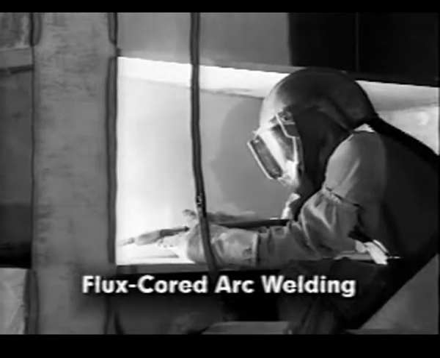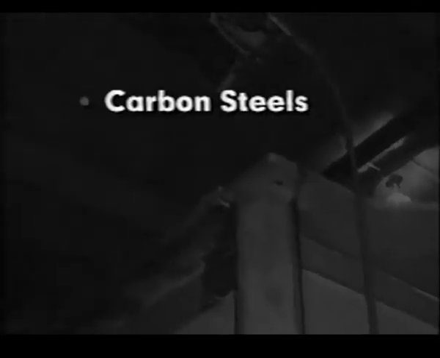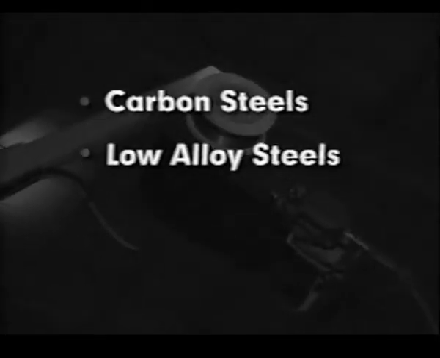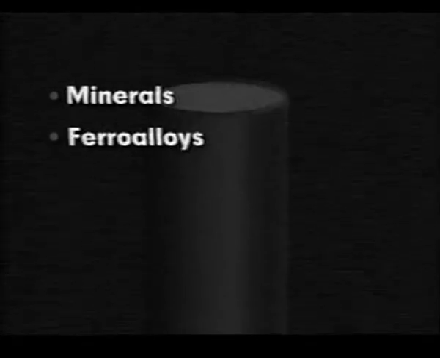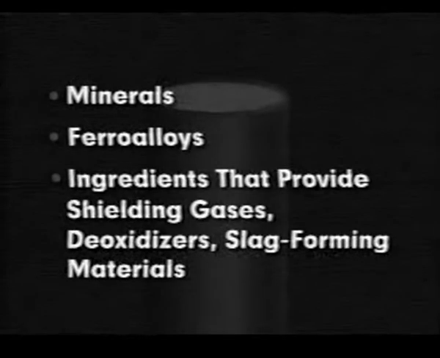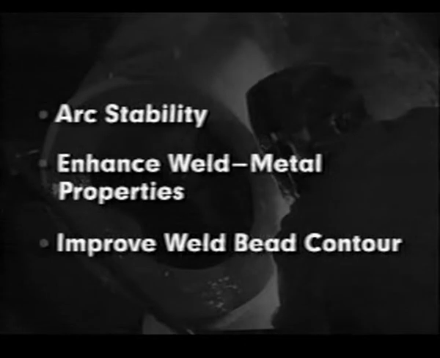Flux cored arc welding uses a filler metal made up of a tubular electrode with a flux core, with or without additional gas shielding, to join carbon steels, low alloy steels, stainless steels, and cast iron. The core may contain minerals, ferroalloys, and ingredients that provide shielding gases, deoxidizers, and slag-forming materials. These ingredients promote arc stability, enhance weld metal properties, and improve weld bead contour.